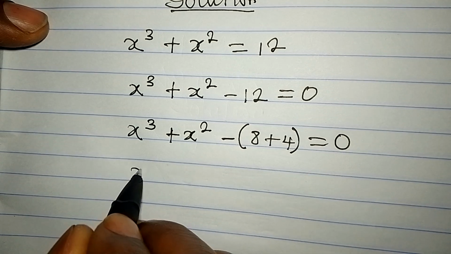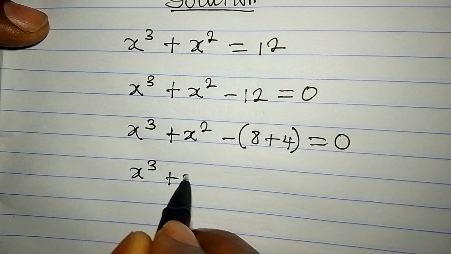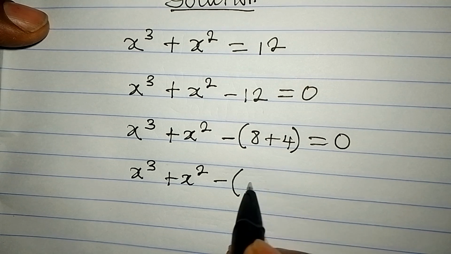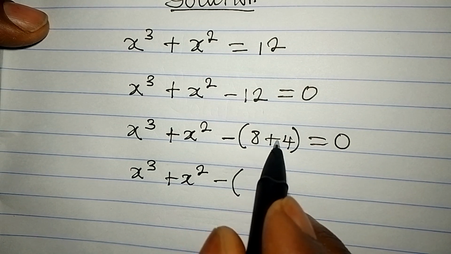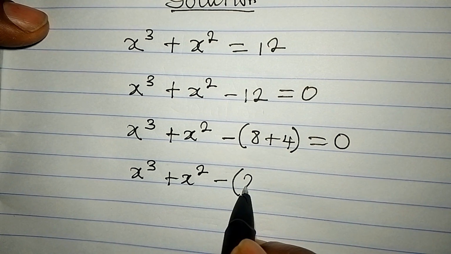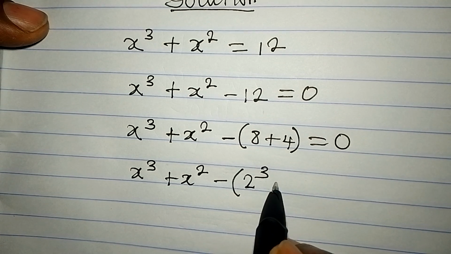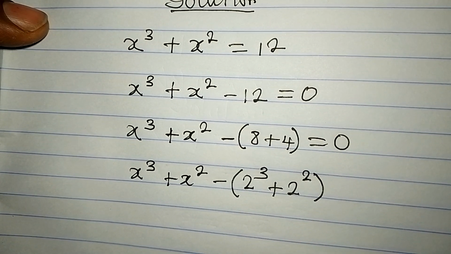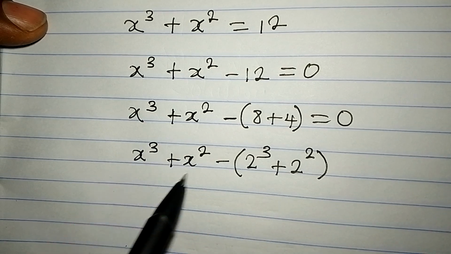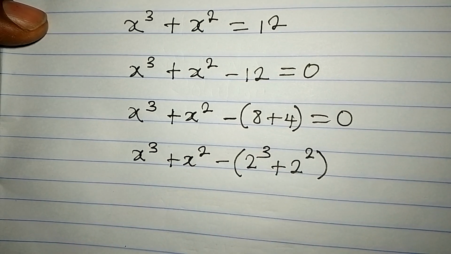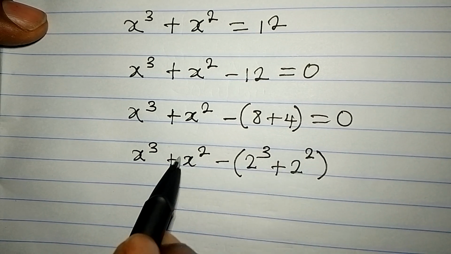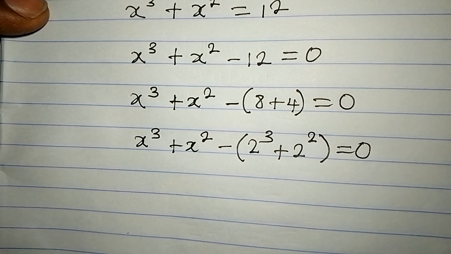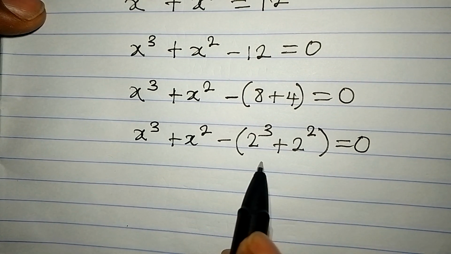Now, do you know that x to the power of 3 plus x to the power of 2 will now be in the same form as this? What we have in the bracket here, I will write it as 2 to the power of 3 plus 2 to the power of 2. Now, the whole of this is in the form of this. Now, this is equal to 0, and we can open the bracket.